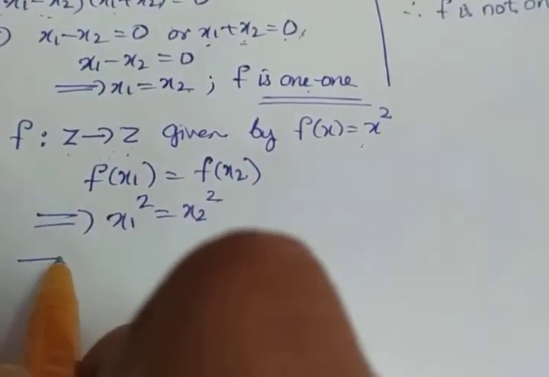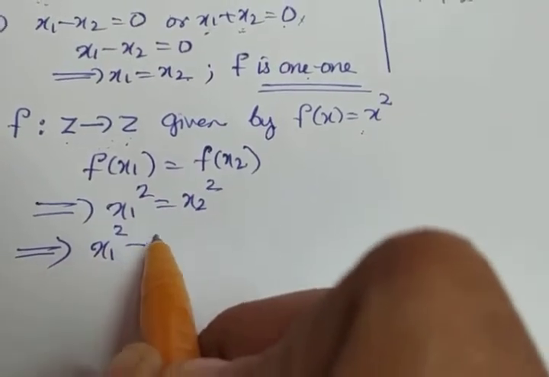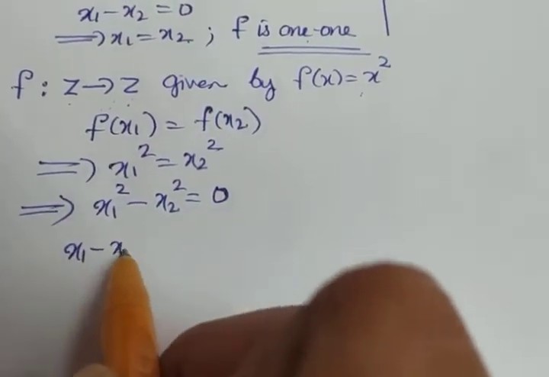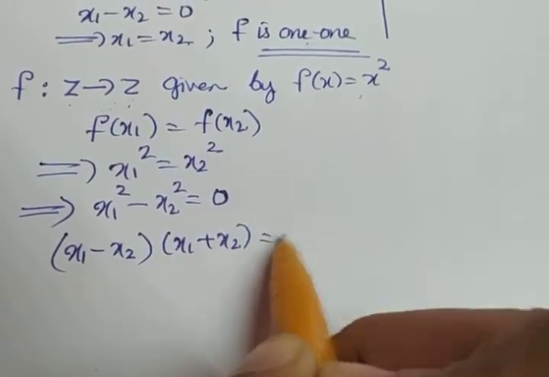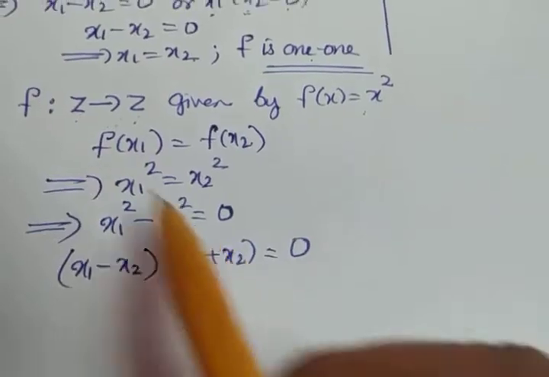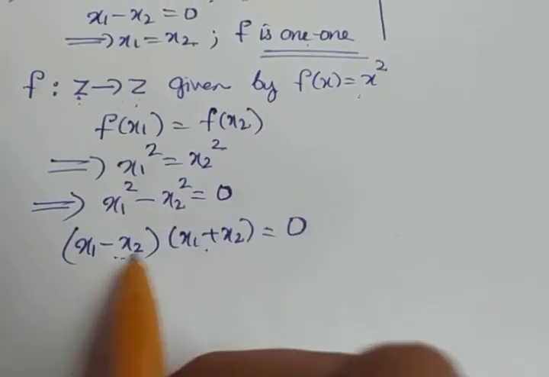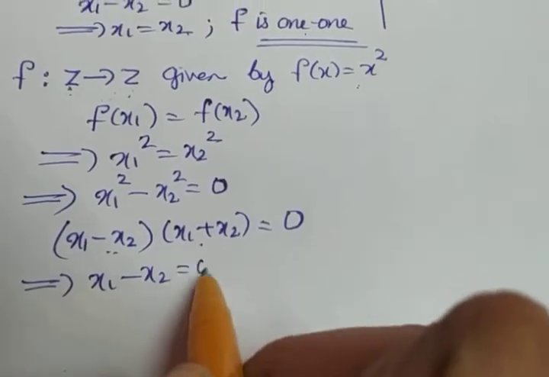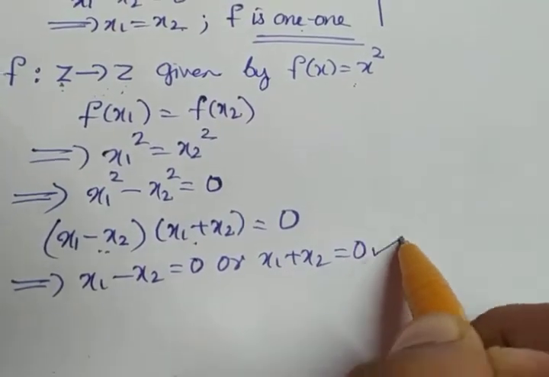Don't cancel the square and write x1 equal to x2. Take it to the left side. So x1 square minus x2 square is equal to 0. While factorizing, we get x1 minus x2 into x1 plus x2 is equal to 0. So x1 and x2 are elements of integers, isn't it? If the product of these two terms is equal to 0, it implies either x1 minus x2 equal to 0 or x1 plus x2 equal to 0. This is possible here.